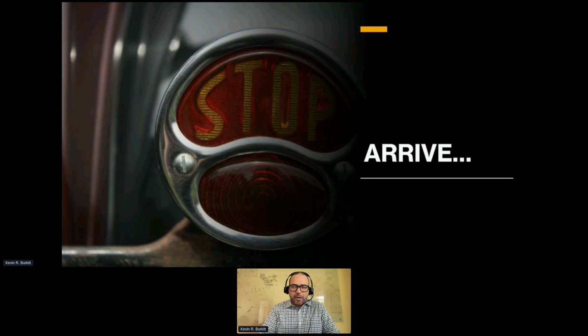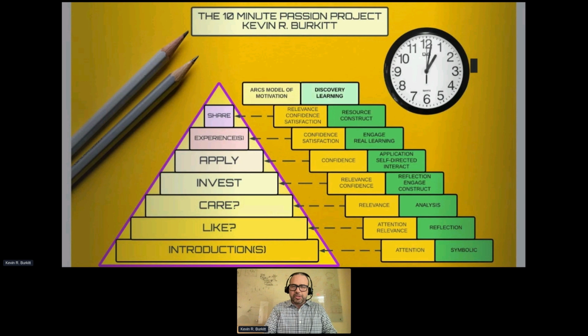And when you arrive, you don't stop, right? You find something else in that chain, maybe a subset of that, and you build it out. And then this is what you have. This is the experience. And this is the steps broken down based off the learning theories of ARCS model of motivation and discovery learning, and then my, I guess, taxonomy or paradigm, if you will.